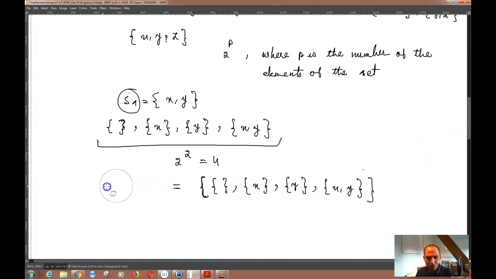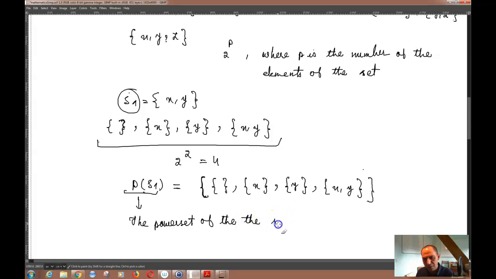And the power set over here is denoted by P of, and the name of the set, for example in this case S1. This notation means the power set of the set S1, right? So that's the meaning of the power set.